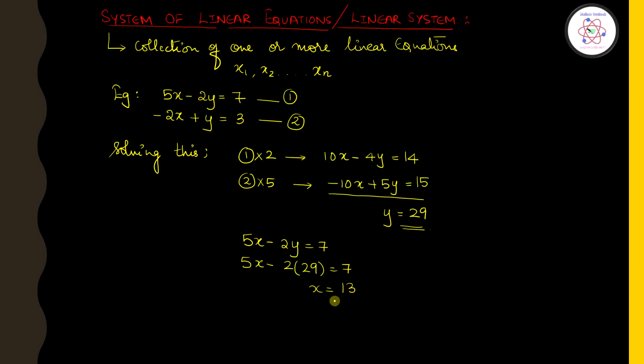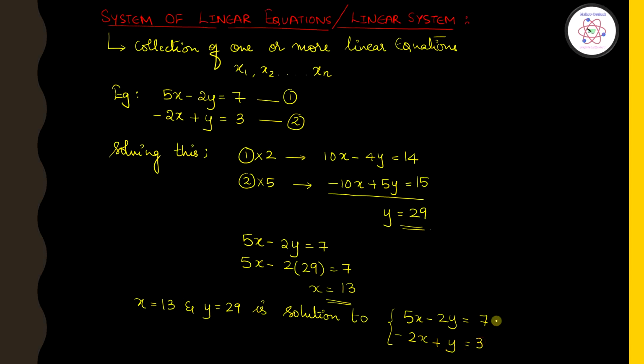So we have obtained the value of x equal to 13 and y equal to 29, which is a solution to the system of linear equations 5x minus 2y equals 7 and minus 2x plus y equals 3. Now I told you that we should have the same variables, right? When I say the same variables, you should have the same variables in both the equations.